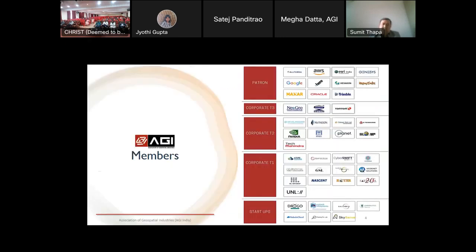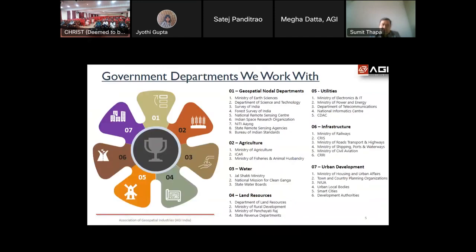Our members basically represent the entire spectrum of geospatial technologies, from software and solutions to cloud services. And we have a very good representation from not just the biggest enterprises, but also large, medium and small scale businesses, as well as startups in the country who are working in the geospatial sector. And one of the main mandates of AGI is to work very closely with the government at the central, state and local levels in working towards geospatial adoption, advocacy and promotion.